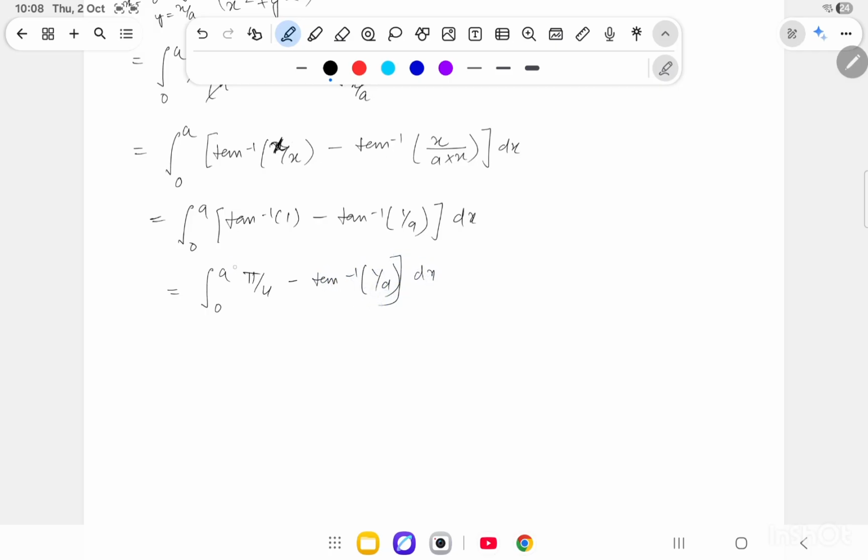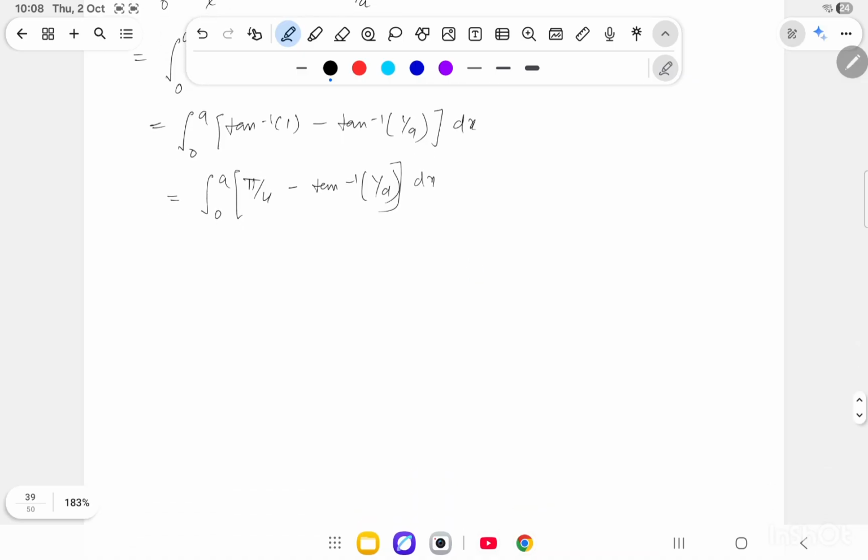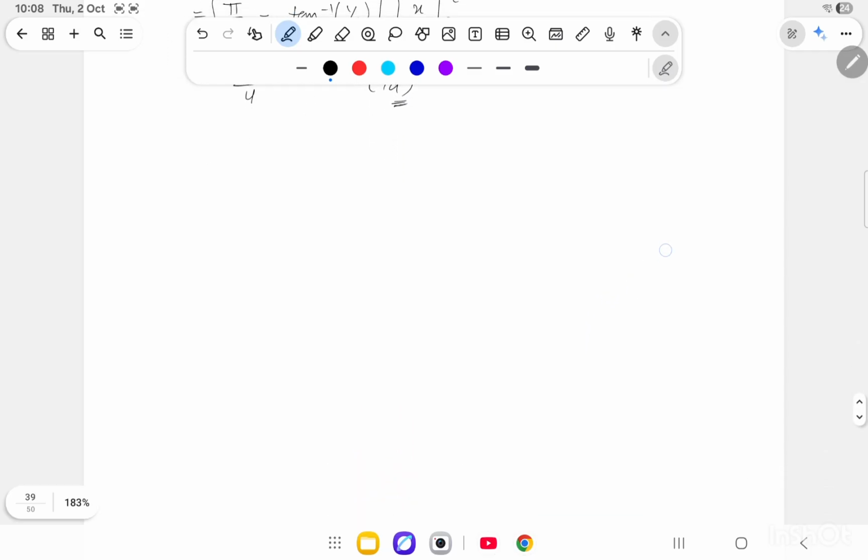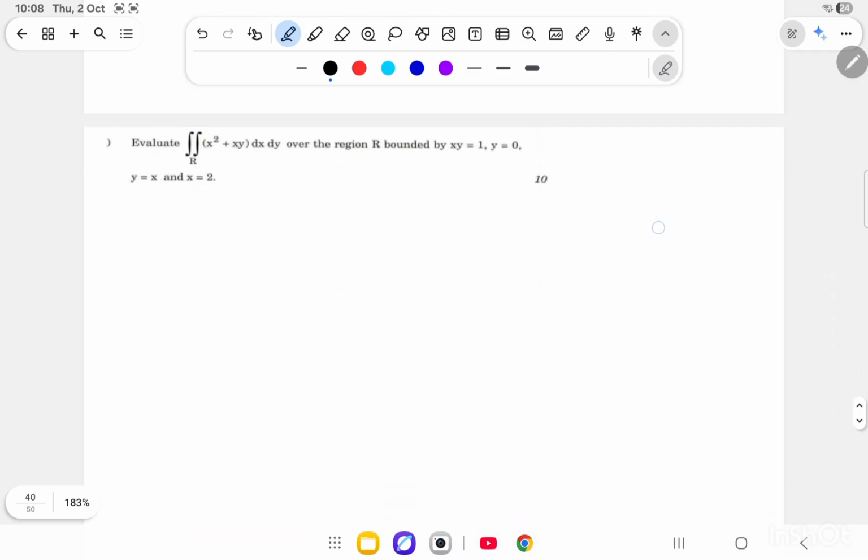This term inside the integration sign is constant, so we can pull it out. So it will be pi by 4 minus tan inverse 1 by a, and integration of dx over 0 to a, that is x with limits varying from 0 to a, so it equals pi a by 4 minus a times tan inverse 1 by a. So this is the value of the given integral. So let's move on to the next question.